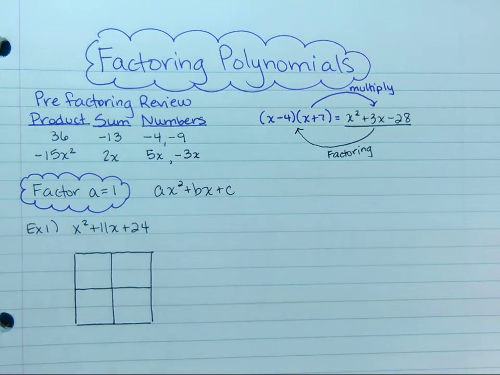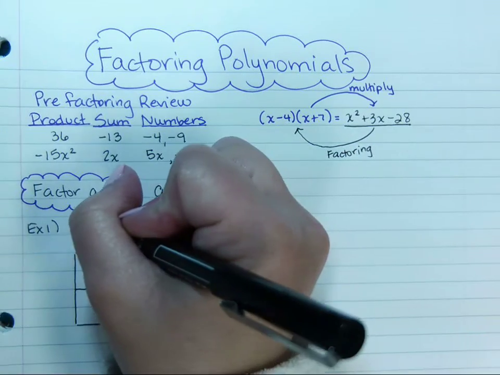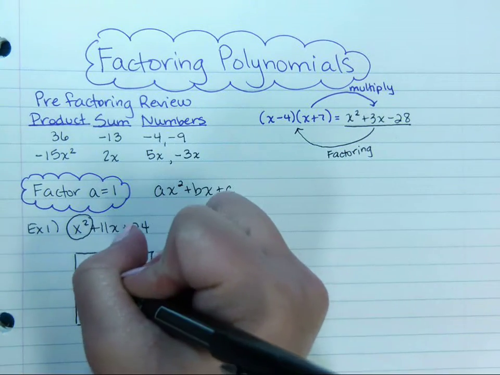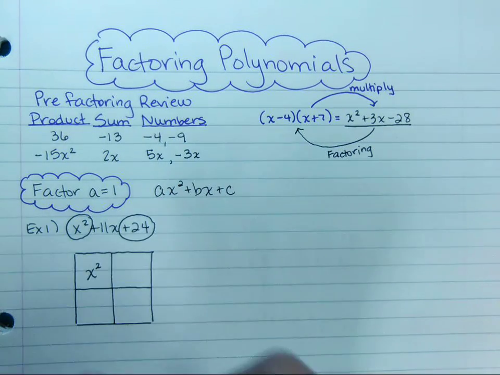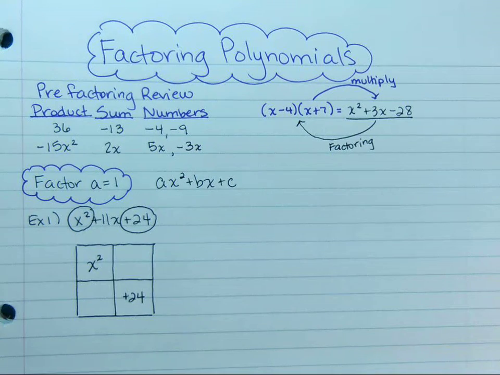So what I want you to do is put the x squared term in the first box, and then this last term, or your constant, in the bottom box. And so what we're going to be doing is products and sums. Okay, so the first one I'm going to actually write out what the letters mean, and then we're going to shortcut it a bit.